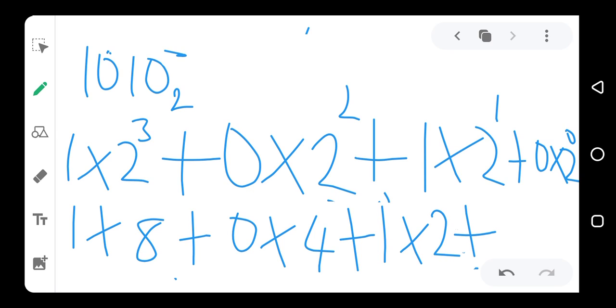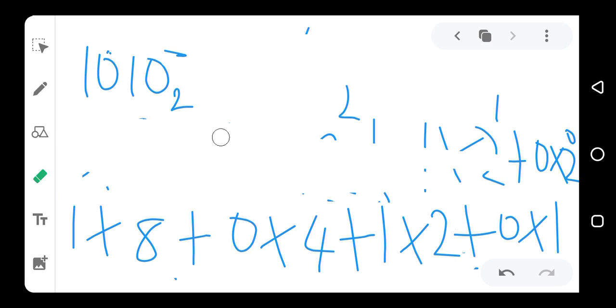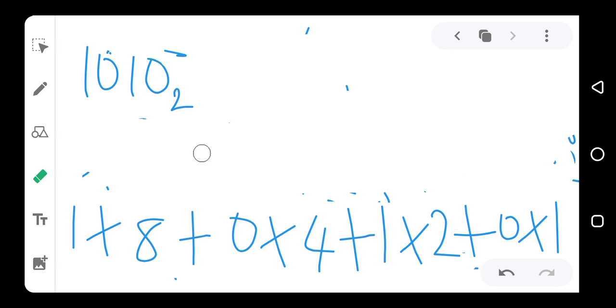Now 2 raised to power 0 is 1. I said that anything raised to power 0 is 1. So we have 0 times 1. So we now times all this.